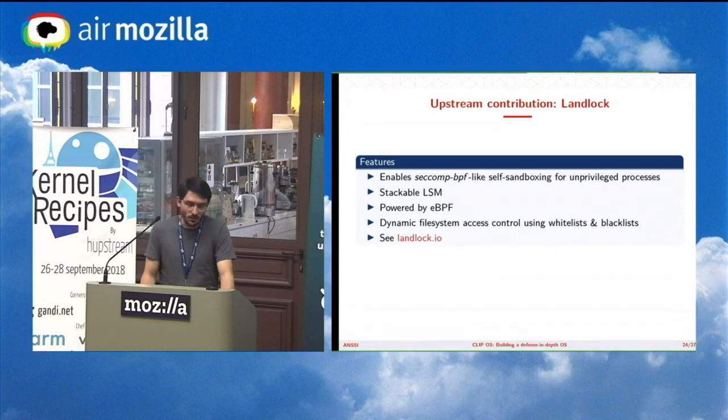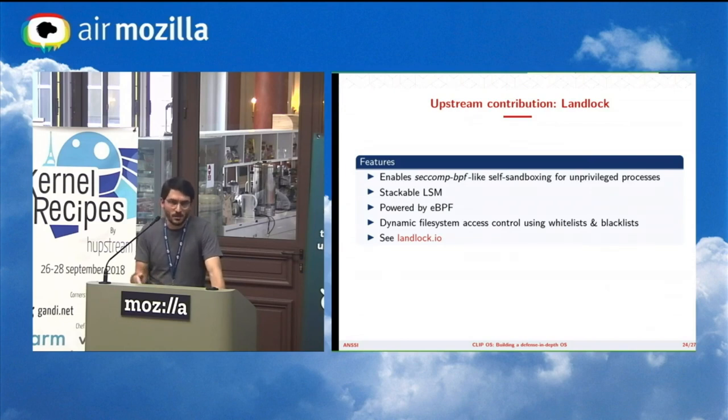Another contribution we are looking at is Landlock. Landlock has been developed by Mickaël Salaün here. The main goal of Landlock is to enable easy sandboxing features for unprivileged processes. It's a stackable Linux security module, and it uses the eBPF subsystem. How does it do it? It uses whitelists and blacklists of file system paths to enable simple access control for containers, for example, or for any application. You can find more information on the website.